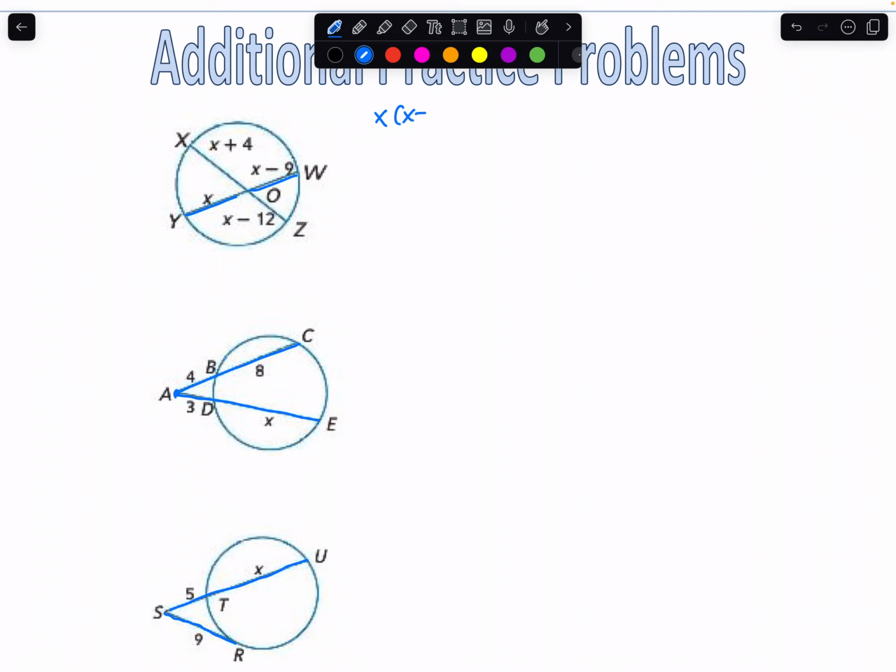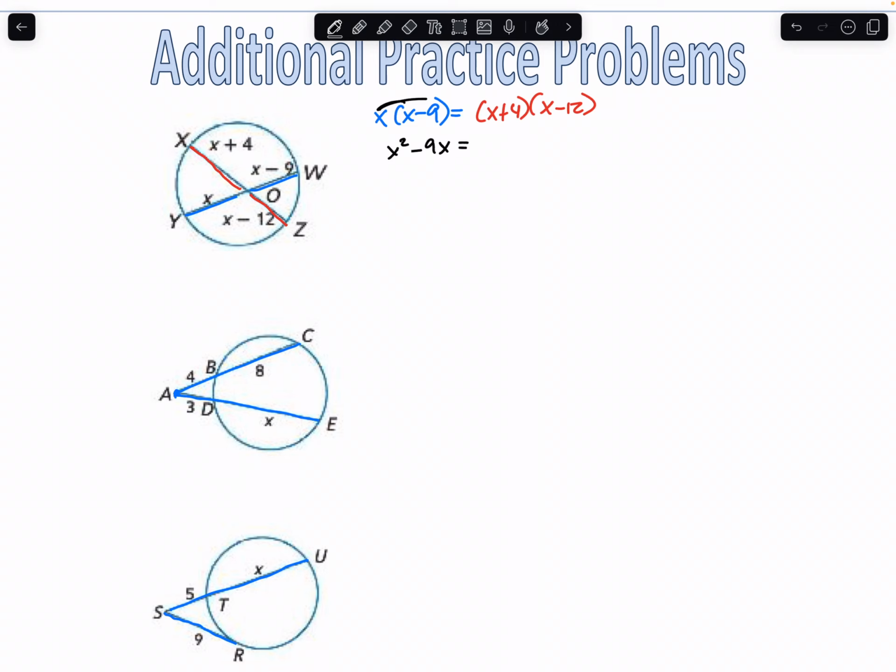So x times x minus 9 will equal the other length times the other length. x plus 4 times x minus 12. Once it's set up, I can solve and I can factor. x times x is x squared. x times negative 9 is negative 9x. On the other side, x times x is x squared. x times negative 12 is negative 12x. 4 times x is positive 4x. 4 times negative 12 is negative 48.